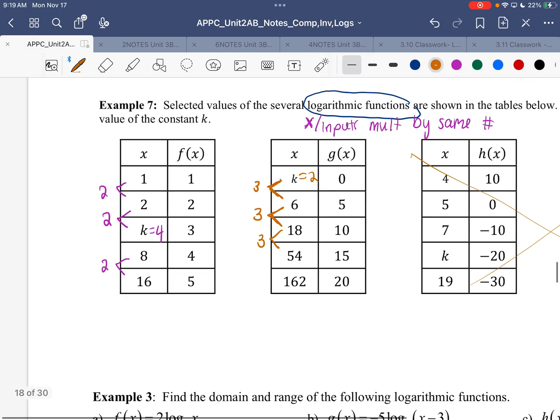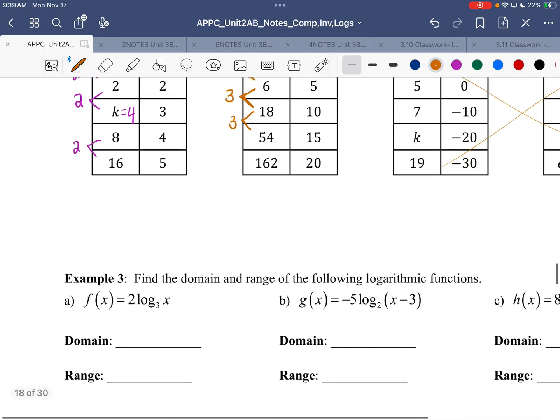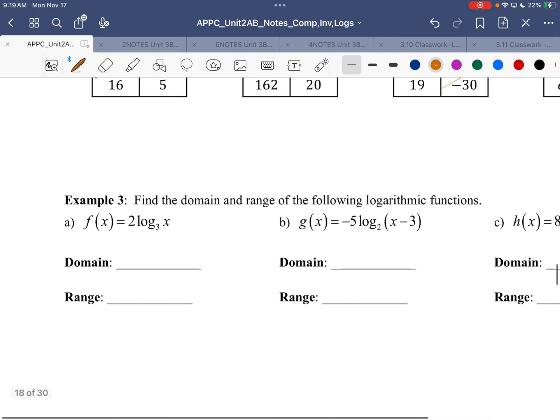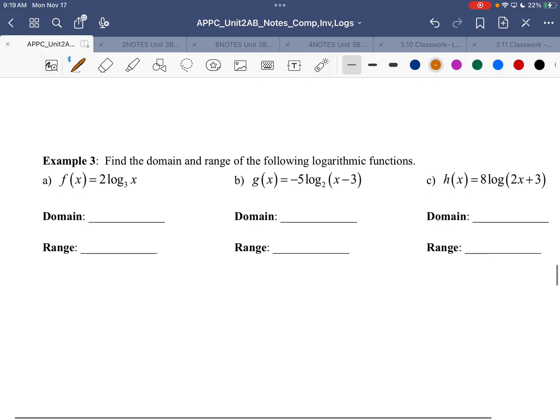So we're moving on to example 3, talking about domain. Find the domain and range. If you want to flip to the last page, the range is always something. What is the range always for logs? Yes. Or you could put all real numbers if you want.